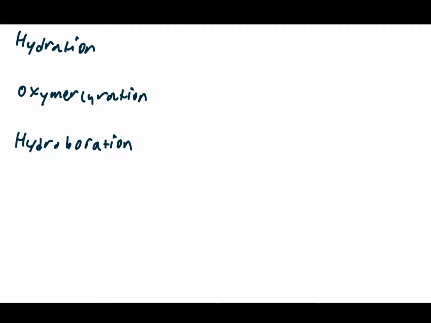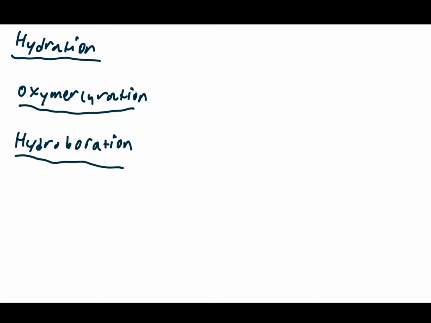Okay, so quick recap before we move on to practice problems. What we should have gotten from those mechanisms: if you're going into a test, deep understanding is important, but if you need quick tips, just know that hydration is Markovnikov and it has a carbocation, so it can allow for rearrangements. Oxymercuration is Markovnikov, but there's no carbocation, so there are no rearrangements.